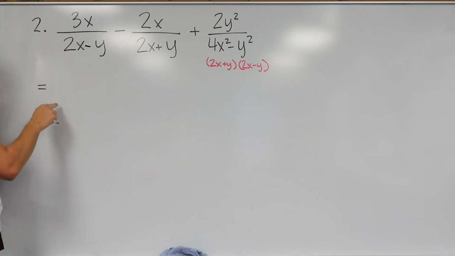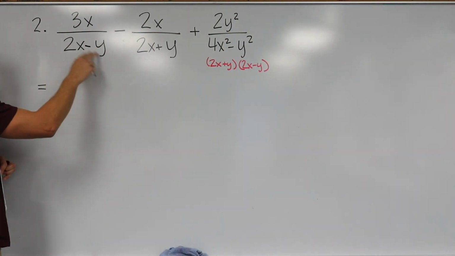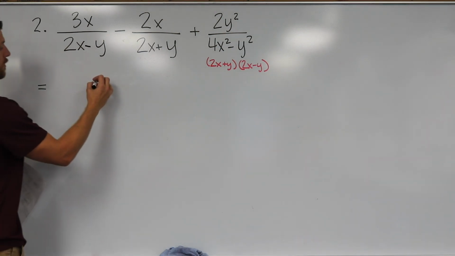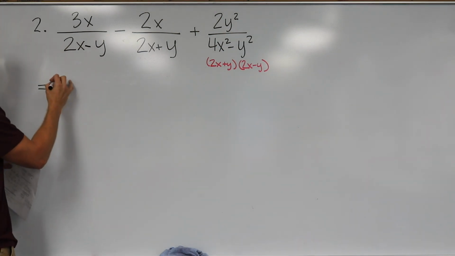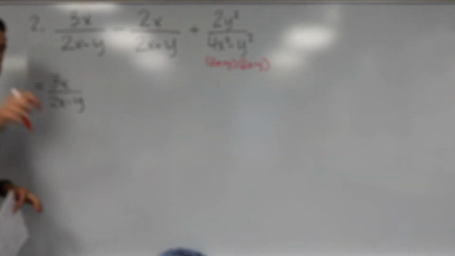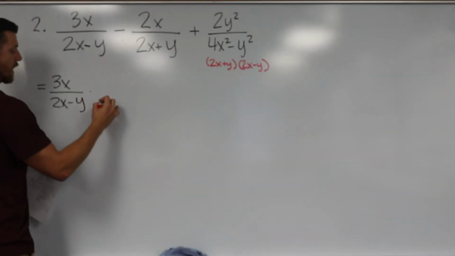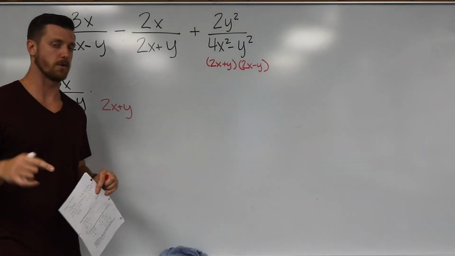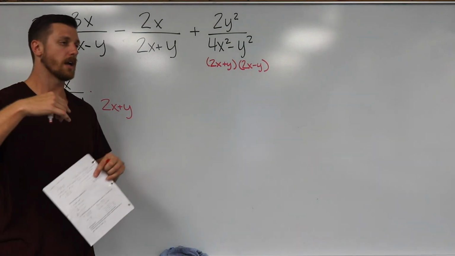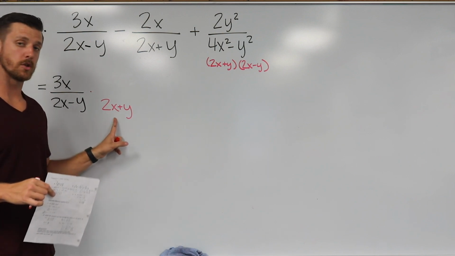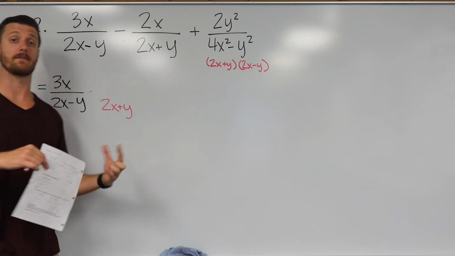Well, what is 3x divided by 2x minus y missing? It has a 2x minus y, but it doesn't have the 2x plus y. So I'm going to rewrite this first: 3x divided by 2x minus y. I'm missing a 2x plus y. As we said before, if you're going to find a least common denominator and make everything have it so you can add or subtract, what you do to the bottom, you have to do to the top. You have to multiply by that fancy 1.